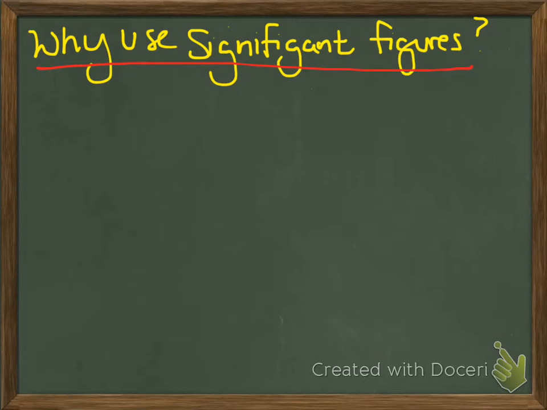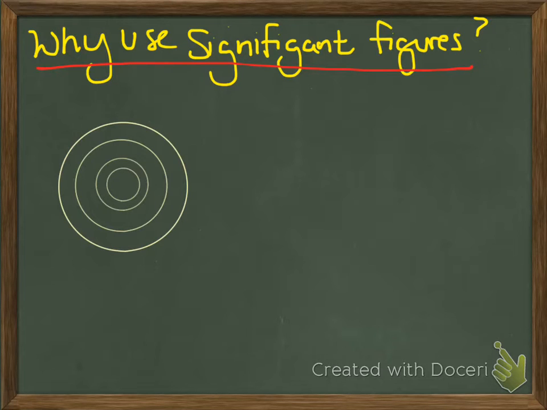A question many science students have asked over the years: Why do we have to use significant figures? Why do they matter? Why are they so important? Well, we're going to aim to answer that in this video. But to do so, we first have to go back to a different concept, and that's the concept of accuracy versus the concept of precision.